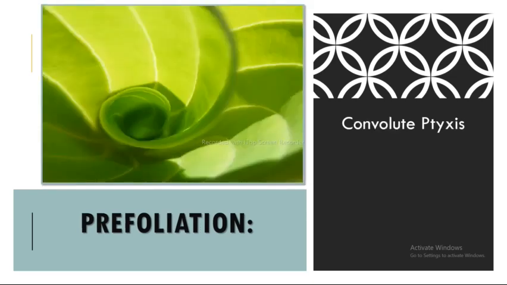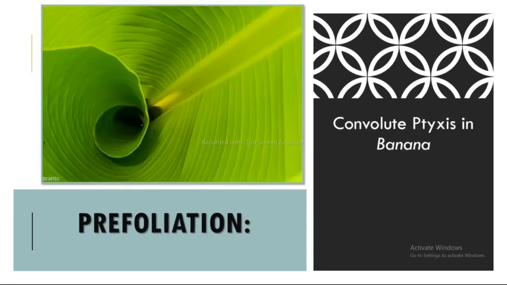Next type of the Ptyxis is Convolute. Convolute means when the leaf is rolled from one margin to another, as in banana. So this is the Convolute Ptyxis as shown in the figure, in banana.